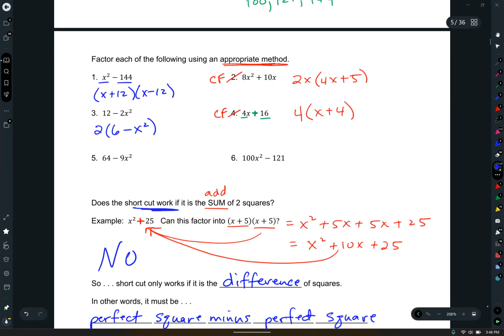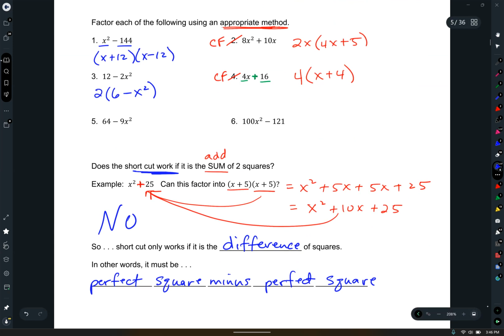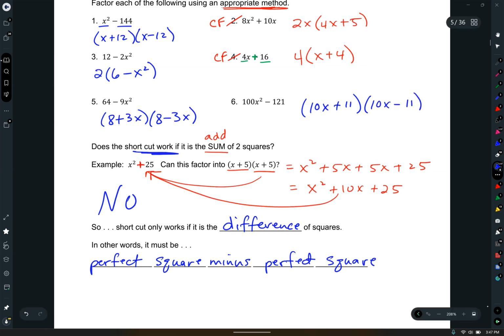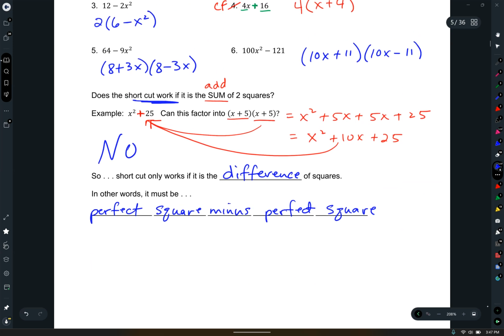Okay, I'm going down to number 5. Is it a difference of squares? I think it is. So this is going to turn into 8 plus 3x and 8 minus 3x. And then number 6, is it a difference of squares? I think so. So this could be 10x plus 11 and 10x minus 11. Okay, so that finishes out the difference of squares.